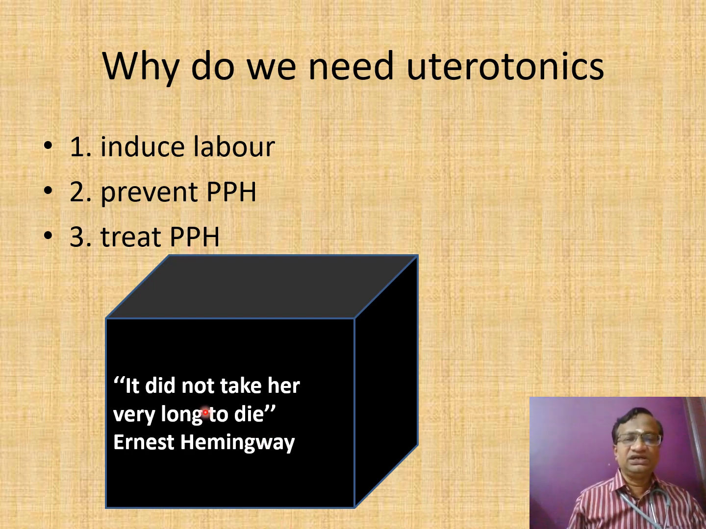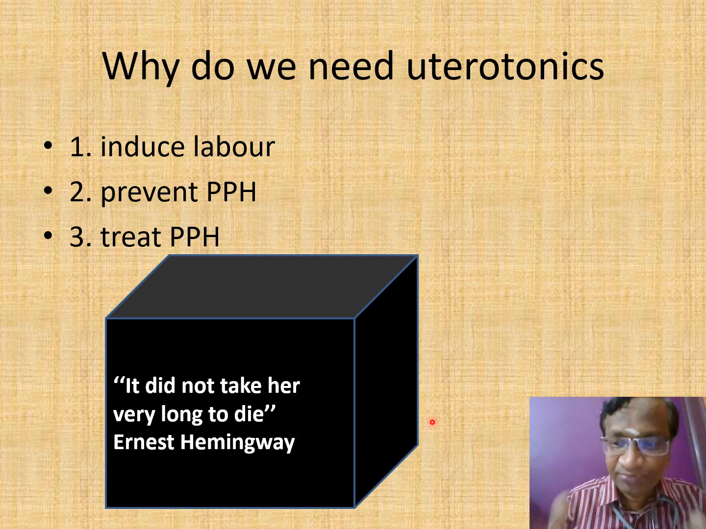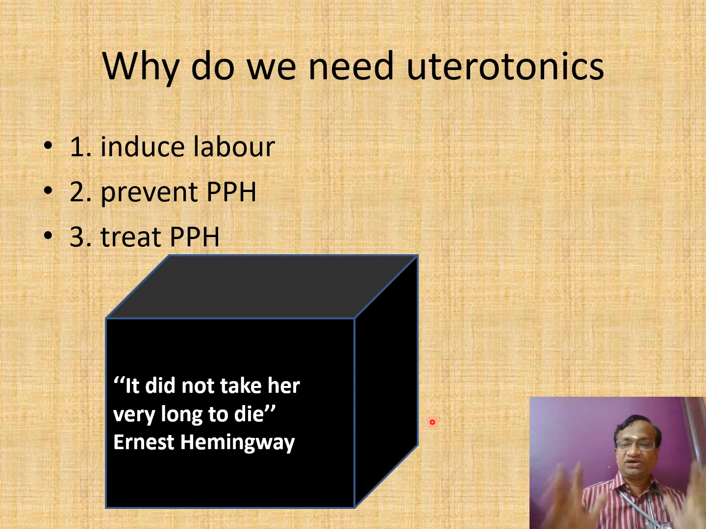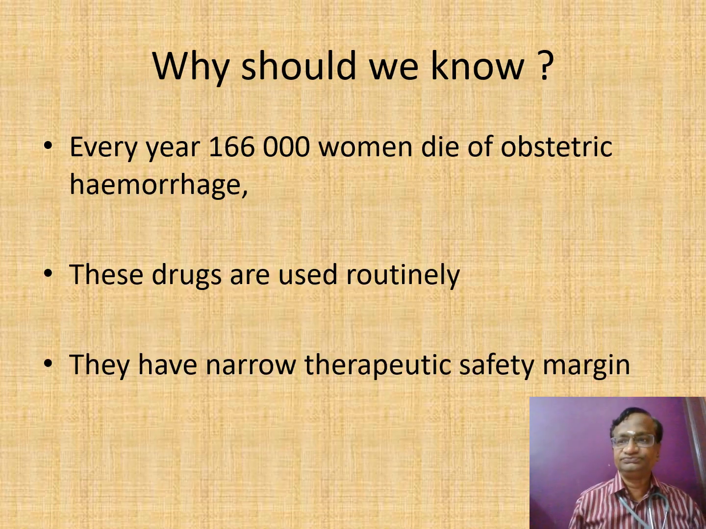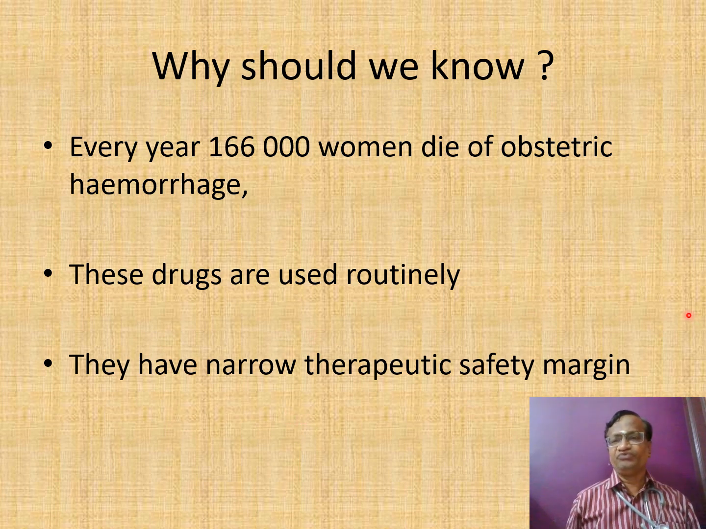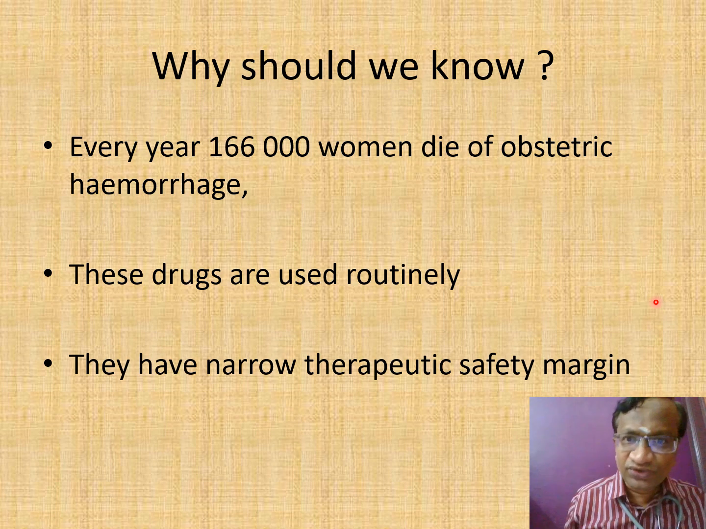There is a saying that it does not take very long to die. That is the most important problem in cesarean section or normal delivery. Within 30-40 seconds, she would have bled around 1000 ml. This is not very common with other routine surgeries. Every year, so many women die of obstetric hemorrhage. And these drugs are used routinely, and they sometimes have a narrow therapeutic safety margin. So that is why we need to know these drugs.